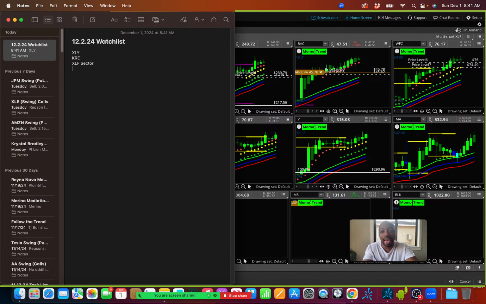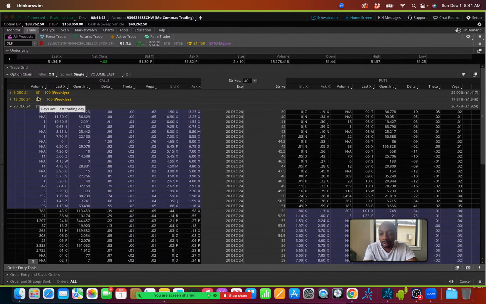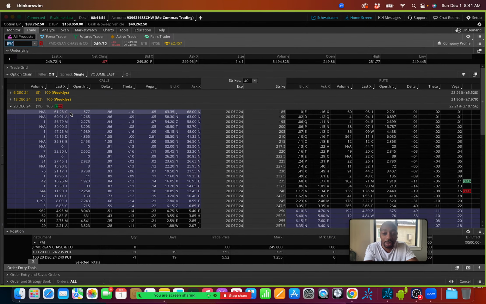But not just the XLF itself, which usually has some liquidity. If we look at the liquidity in XLF, there's plenty of liquidity, and the options aren't expensive. If we go look at JP Morgan, I'm currently in a trade, but I'm going to get out soon. JP Morgan looks good too, but the options are a little bit more expensive, which is why I took it with the spread.